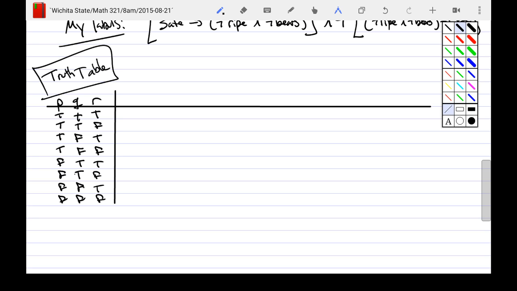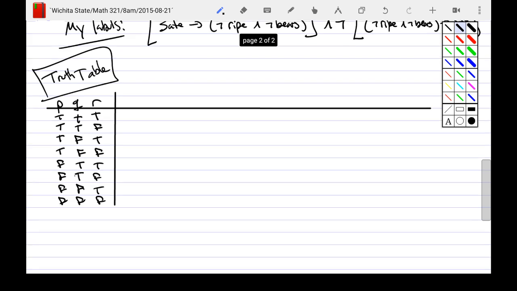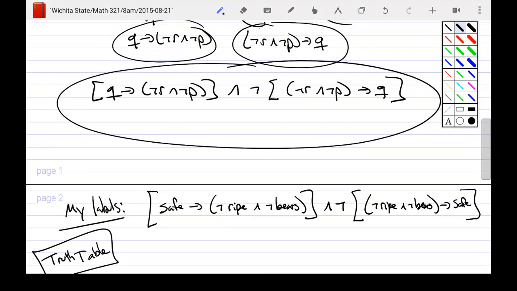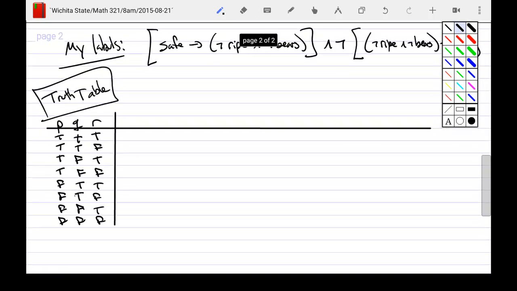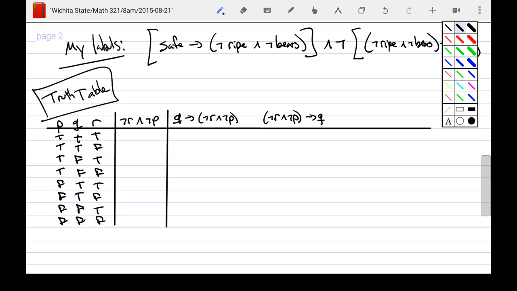How would you build out this truth table? I would want things like not R and not P, right? Sometimes you don't have to make the column of not R, because not R is pretty easy. Just flip the truth values in your head. So normally you would do things like, okay, what is not R and not P? And after you do that one, we have two implications. What is Q implies not R and not P? And then we would also have what is not R and not P implies Q, right? And then you would have those two columns.